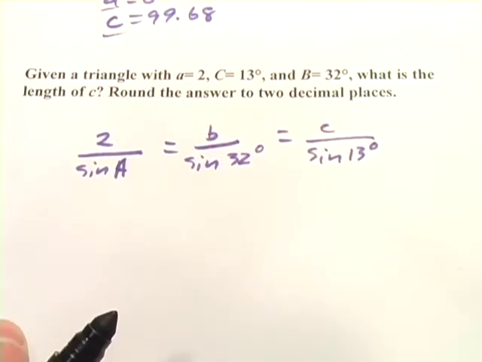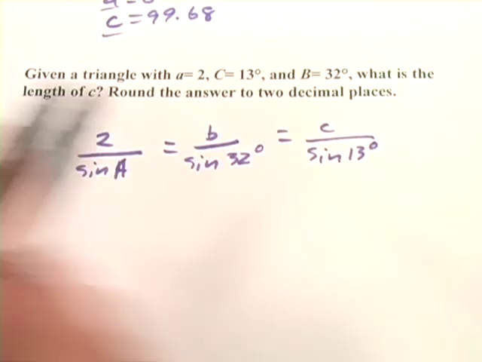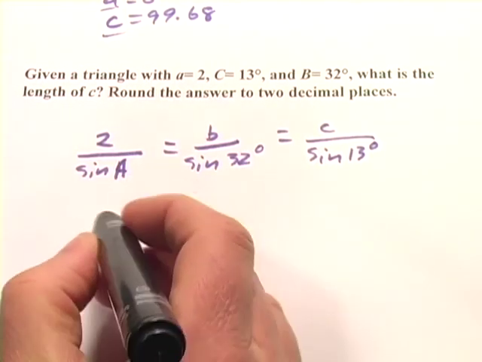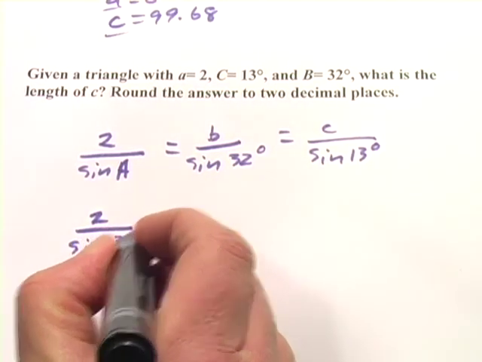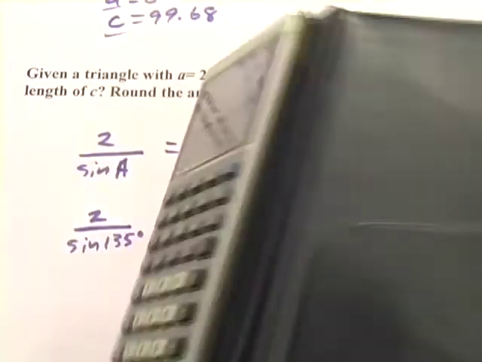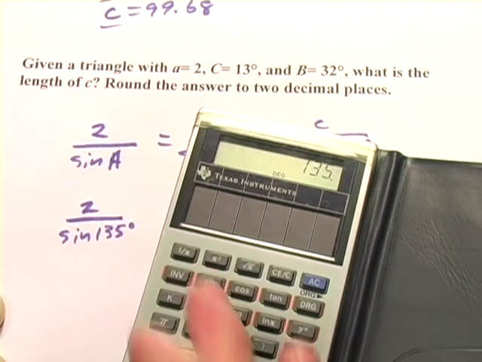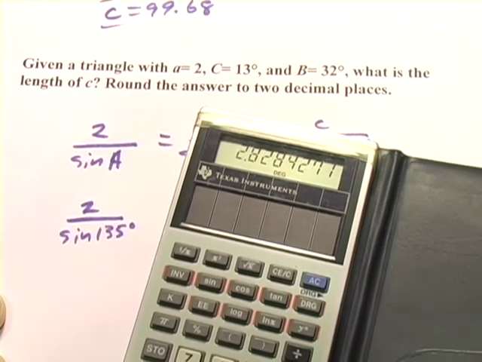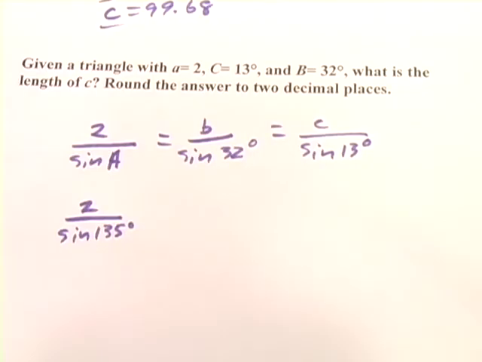So the first thing to do here is to find the missing angle by subtracting from 180. And that would be 135. So we have 2 over the sine of 135 degrees. Now we can actually solve that with our calculator. So we'll take 2 divided by the sine of 135, and we get 2.83. Okay.